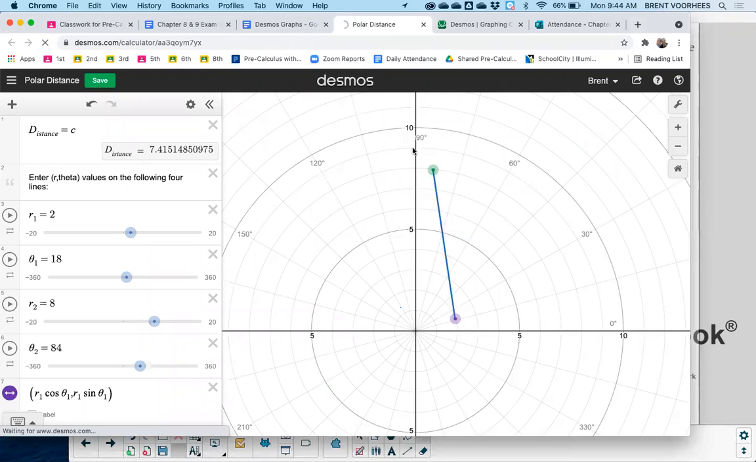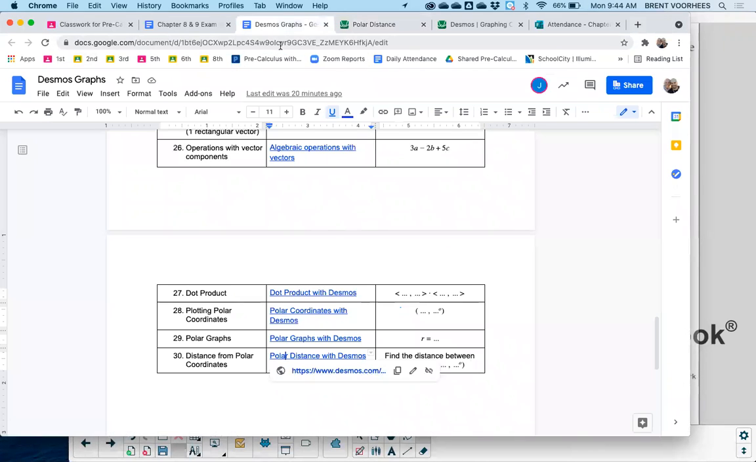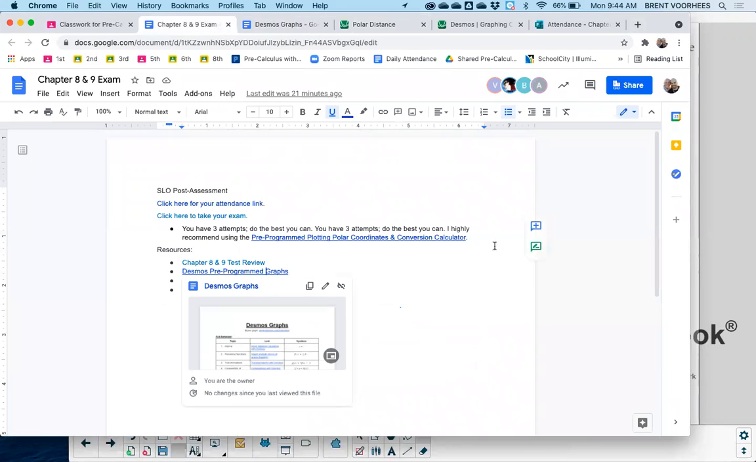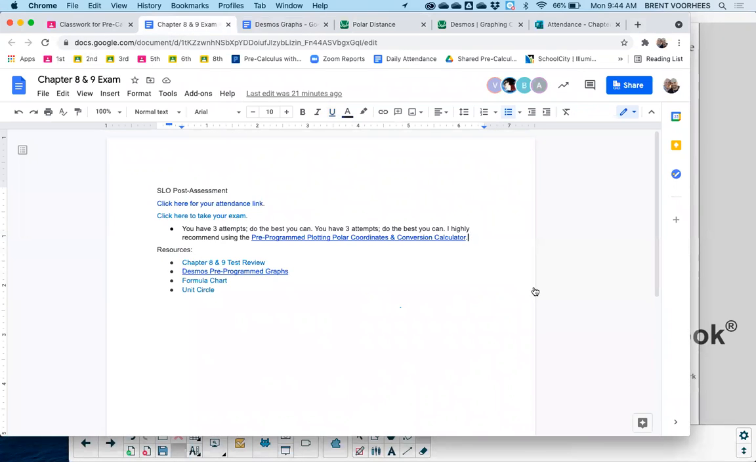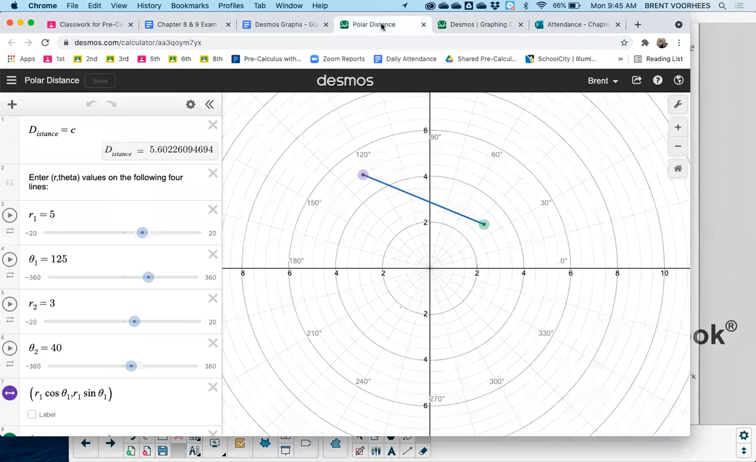No. Okay, let me come back over here and I'm going to add that to your instructions. Highly recommend using the polar distance calculator. I want to just directly link these on these instructions so that there's no confusion.